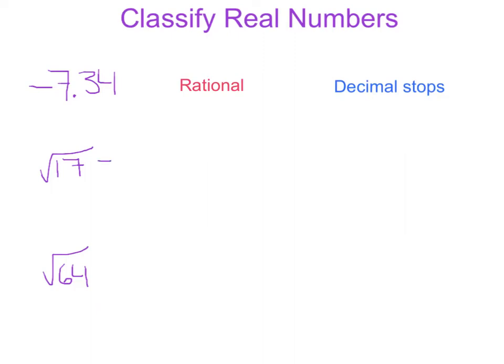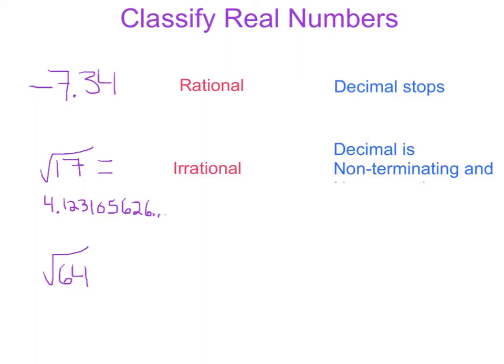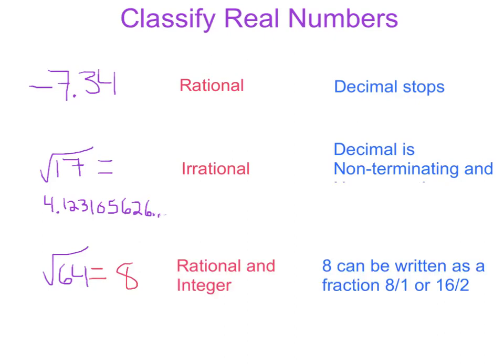Now let's look at the square root of 17. You can take the square root of 17 on your calculator and look at the decimal. The decimal never stops. It's non-terminating. It goes on forever. And there's also no repetition to that decimal, so this one is irrational. And now the next example, let's look at the square root of 64. In this case, the square root of 64 is 8. And 8 is an integer, and all integers are rational. So another explanation, 8 can be written as a fraction because you can write 8 over 1 or 16 over 2, which makes it rational.